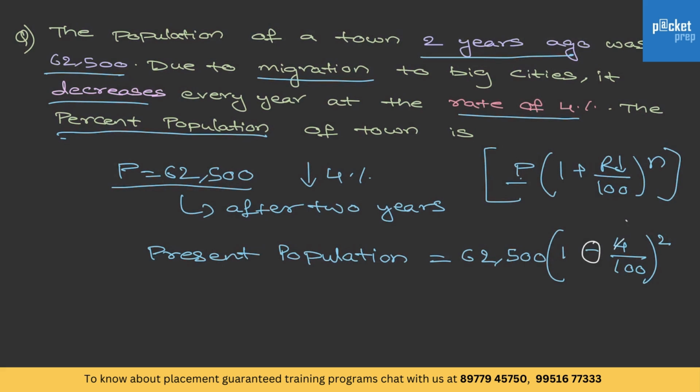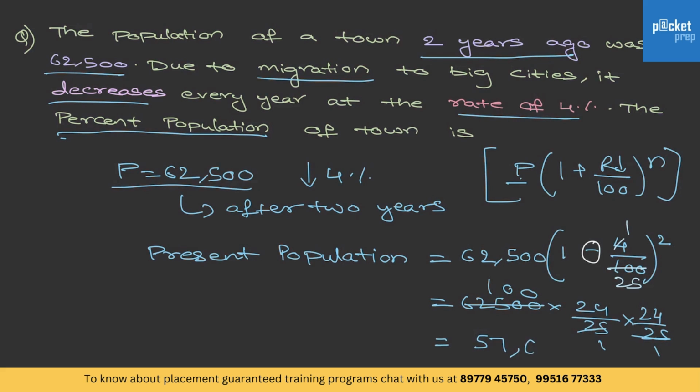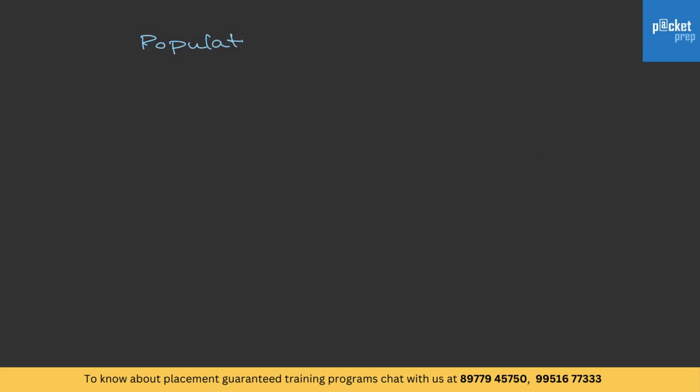On solving this, 4 ones are 4, 25 fours are 100, which is equal to 62,500 into 24 by 25 whole square, which can be written as 24 by 25 into 24 by 25. This gives us 57,600. As I said before, what if they give varying rates? Let the population be P and it is increasing at a rate of 3%, 2% and 1% in 3 consecutive years.